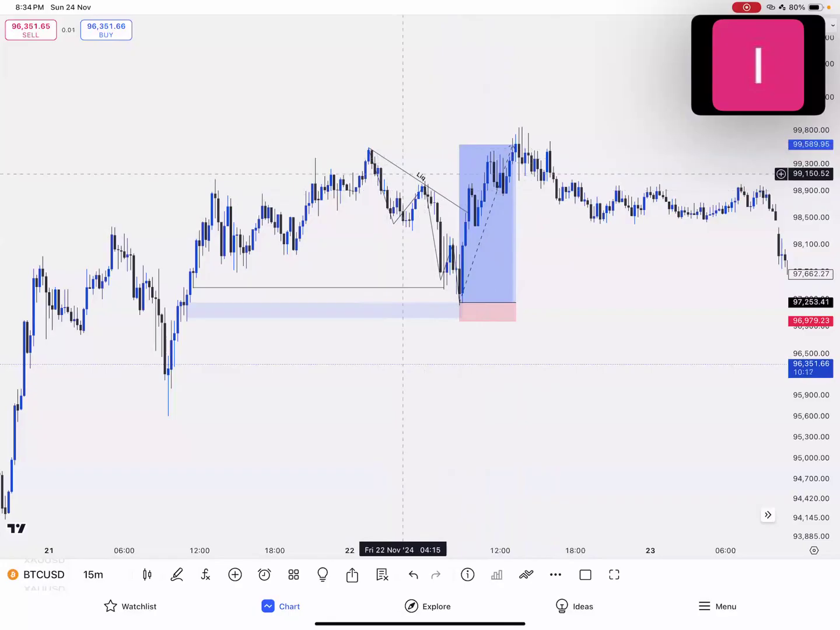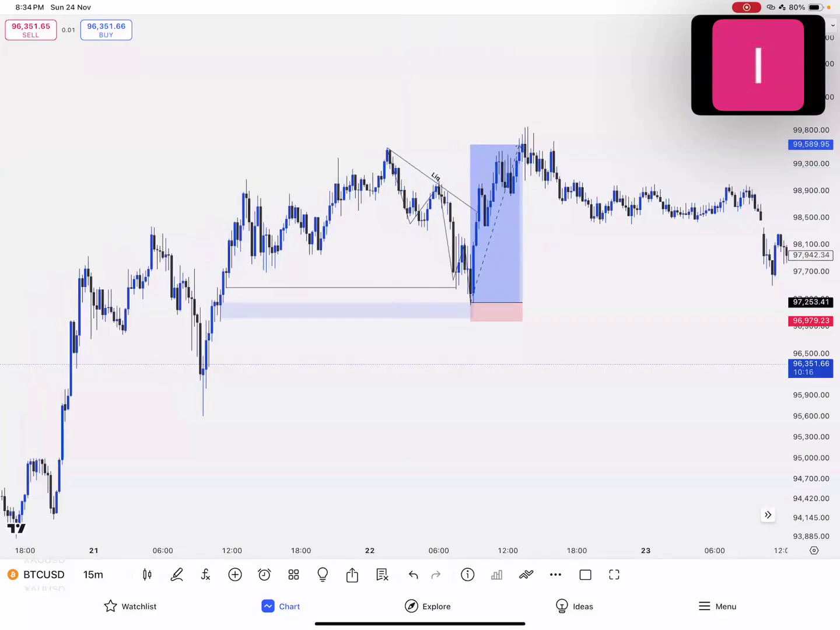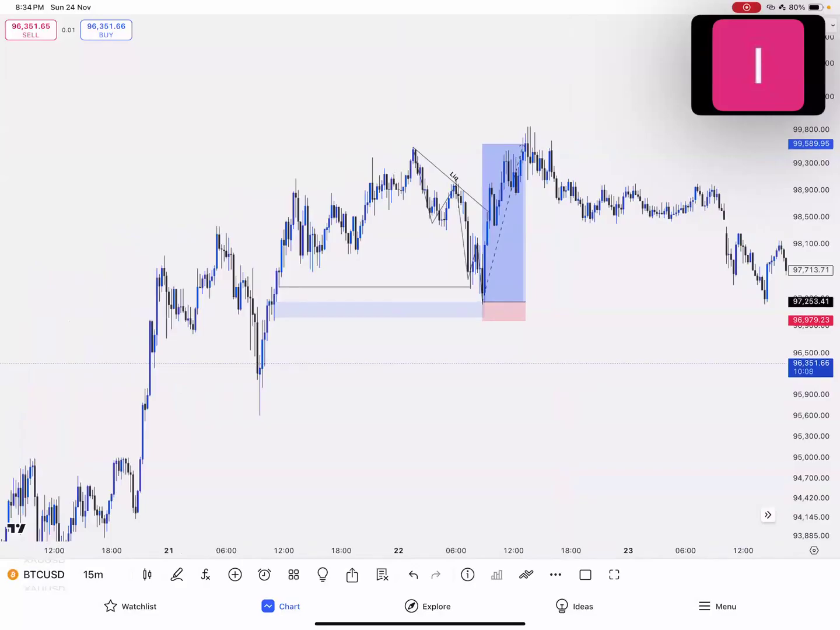The safe place to start looking for sells is after the market has cleared this trend line liquidity and starts showing rejection, showing that it cannot push up to the upside anymore. That's when you start looking for sells, because the draw on liquidity has been taken out. So that is the thing with trend line liquidity.